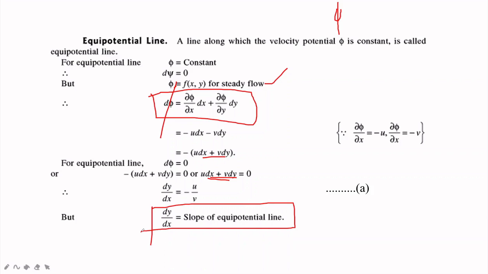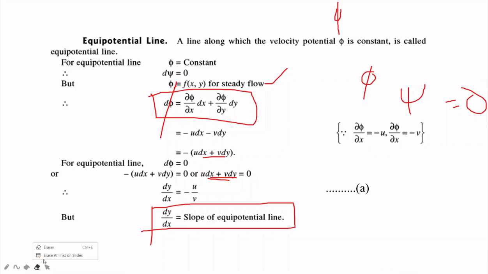Just don't worry, it's an introduction for you: what an equipotential line is and some derivations. Don't just remember this formula. The slope of the equipotential line is dy/dx. Whenever the velocity potential φ is constant, you will get the equipotential line. What about if ψ is constant? We will see in the next slide.